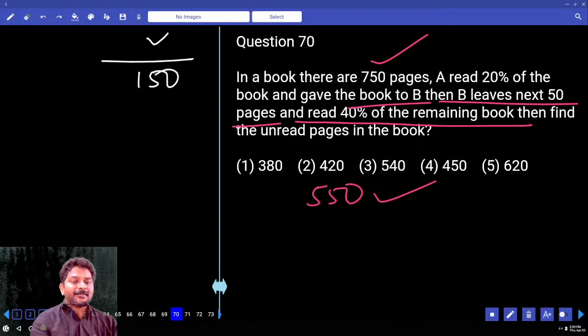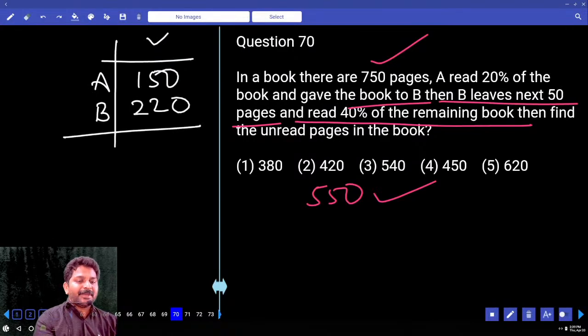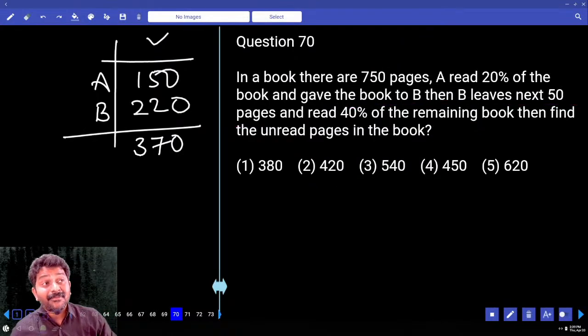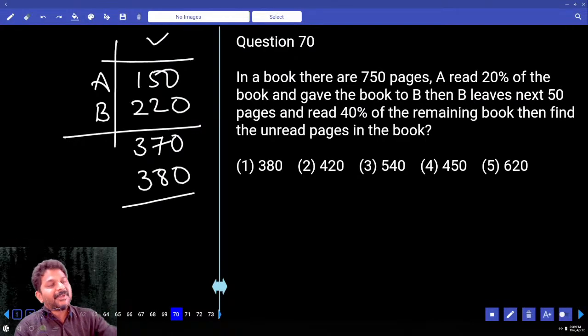110. Again double. That means A read 150 pages, B read 220 pages, both together 370 pages out of 750. Then how many are left over? 380. And these 380 are non-read only? Yes.